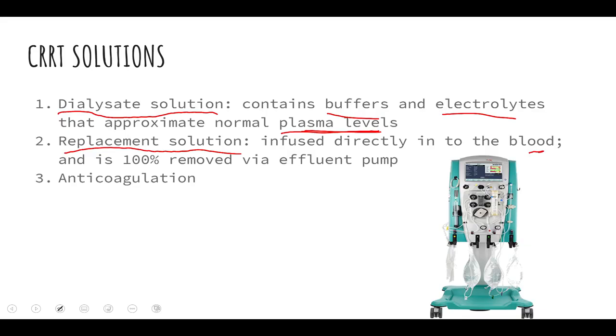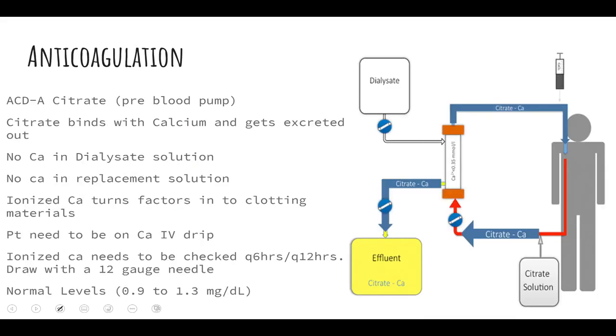and it goes directly into the blood and is wholly removed at the end by the effluent pump. And lastly is anticoagulation. Again, that's simply injected or added into the CRRT system to avoid any blood clots. And here we'll look at anticoagulation in more detail.